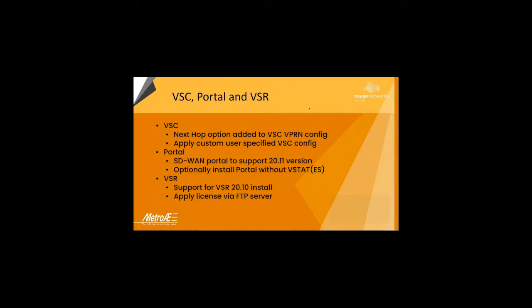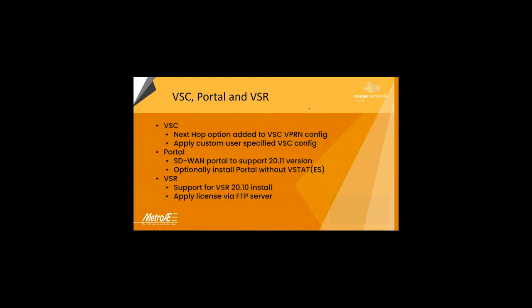For the VSC, we added an option to provide next hop for the VPRN config. And for the VSC configuration, there is an option to apply a user specified config as well, rather than the Metro created config. So that option went in. For the SD-WAN portal, we support the latest portal version, that is 2011. And we also support installing it without any Elasticsearch present. Previously, Elasticsearch FQDN was required for the portal to install.